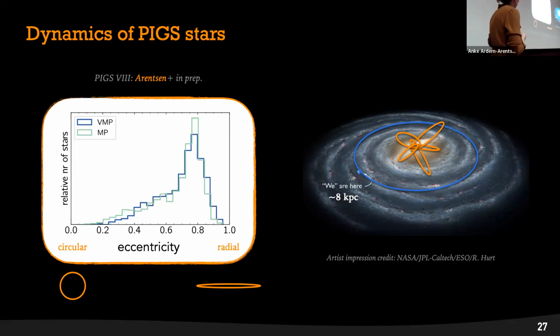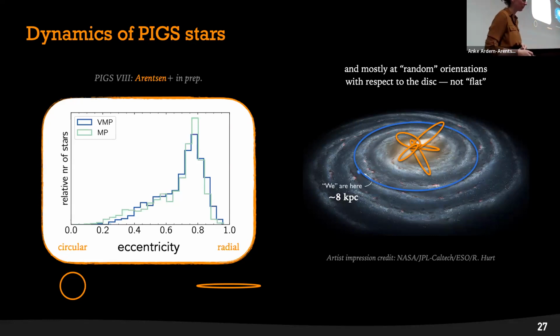And it's slightly different for metal poor and very metal poor stars, which you can see here. But in general, they have very, very similar behavior. So this tells us these stars have high eccentricity. That's one thing we know. And also what we find is that there are mostly random orientations with respect to the disk plane. So that means they're not all moving in the disk plane, they can also move outside at a different angle.